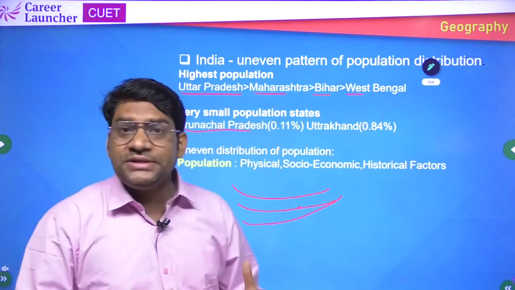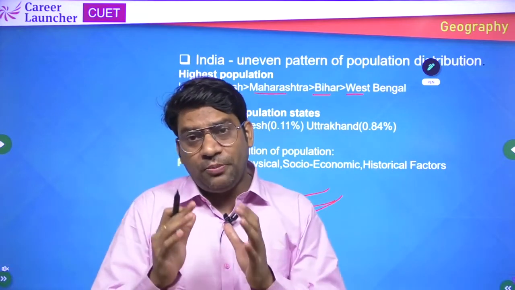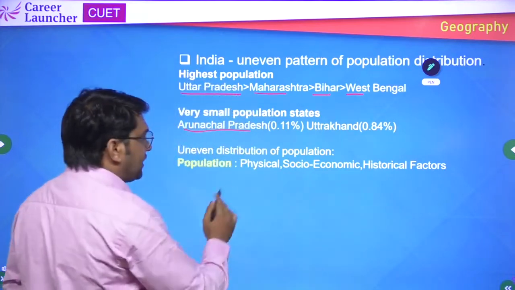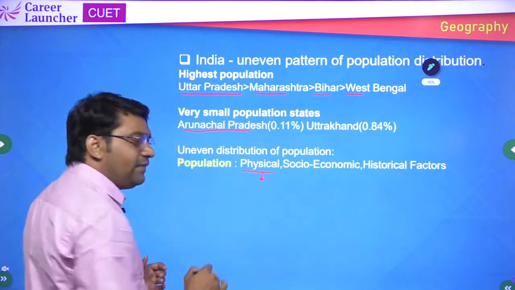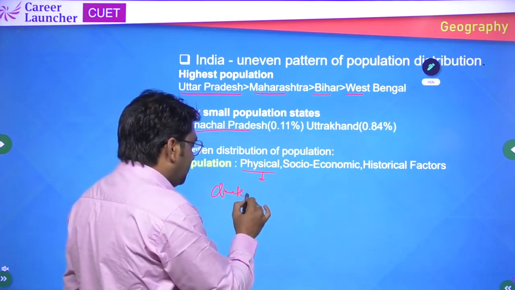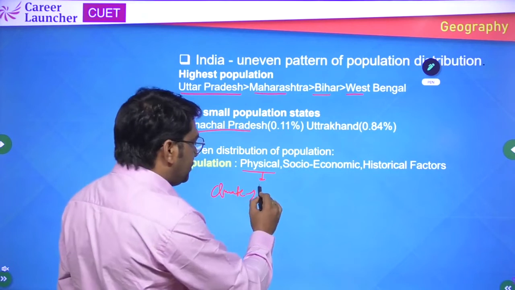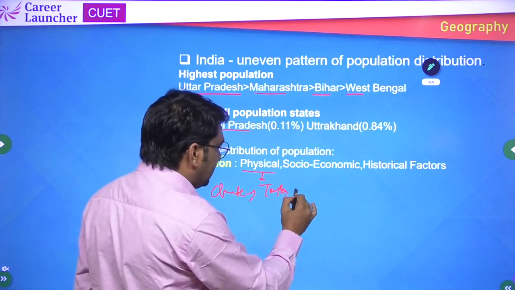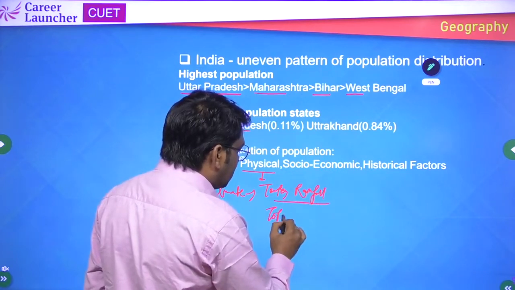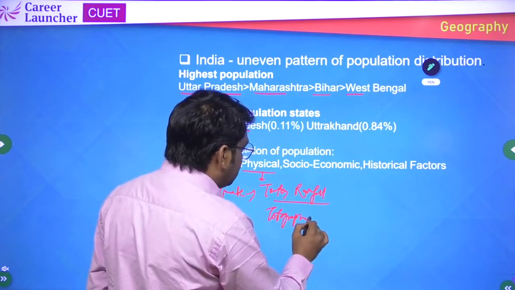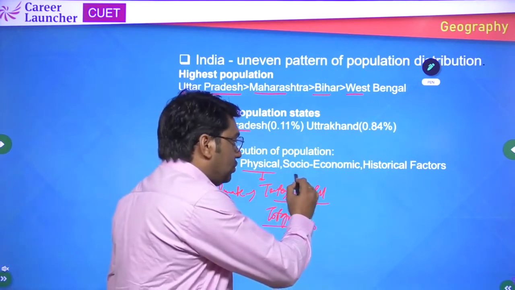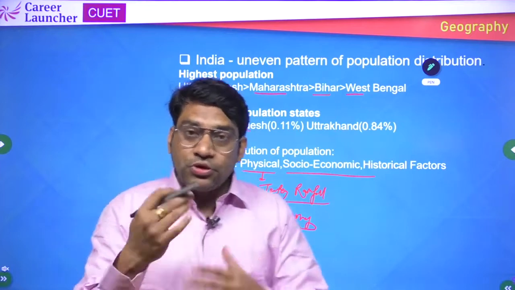Why do we see uneven distribution of population in India? Population depends on three important factors. The first factor is the physical factor, like climate. Climate of a particular area is in terms of temperature, how the temperature is in that place, how the rainfall is in that place. Then topography of that place. These depend on physical factors. Then socio-economic, which means what opportunities are there.